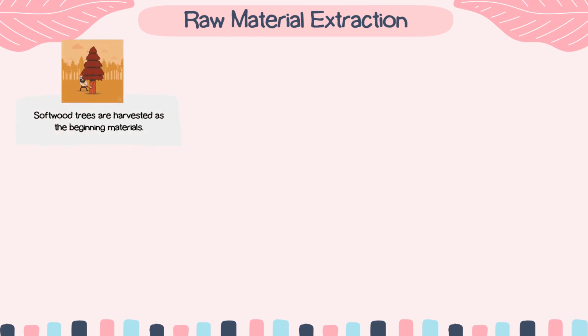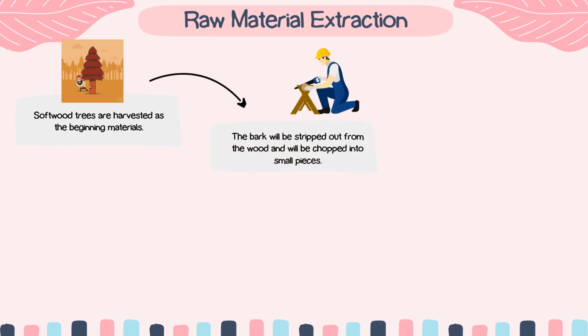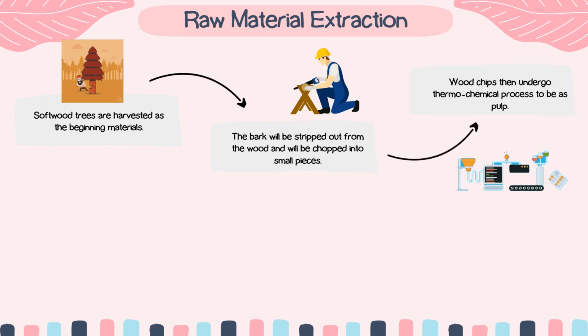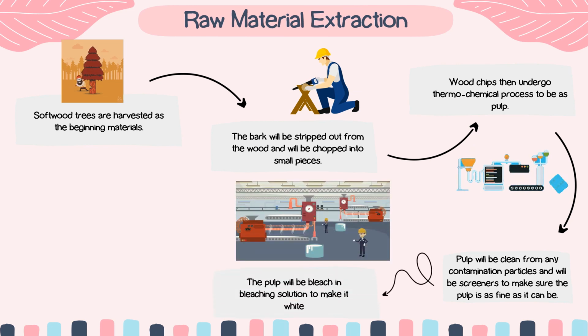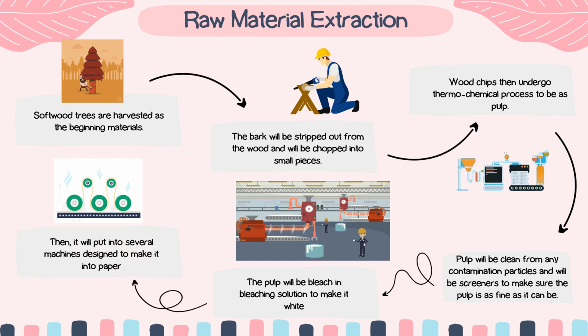First, to produce the paper towel, it starts with raw material extraction. To produce the paper towel, softwood trees are harvested as the beginning material. Then, the bark will be stripped from the wood and it will be chopped into small pieces. These wood chips then undergo a thermochemical process to become pulp. After it is produced, the pulp will be cleaned of any contamination particles and screened to make sure the pulp is as fine as it can be. Next, the pulp will be bleached to make it white. And finally, it will be put into several machines designed to make it into paper.